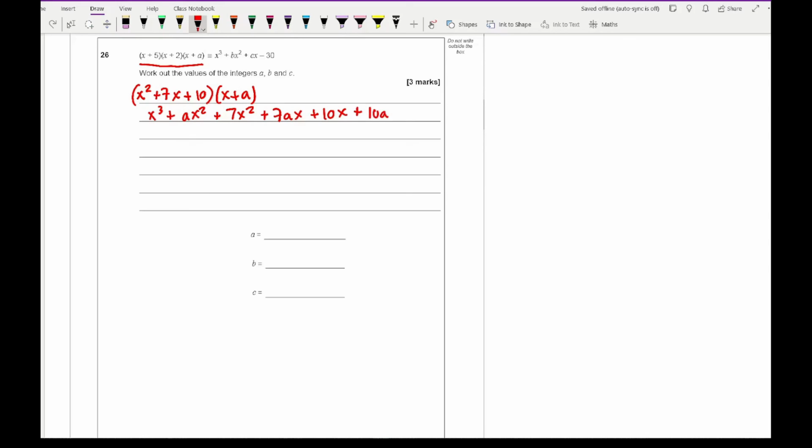Now neatening all of this up, what I end up with is x cubed, and then looking at the coefficients of x squared, well that's going to be 7 plus a x squared, and then looking at the coefficients of x, that's going to be 7a plus 10 x, plus 10a. Now if I then compare that to the right hand side, what I end up with is x cubed plus bx squared plus cx minus 30.